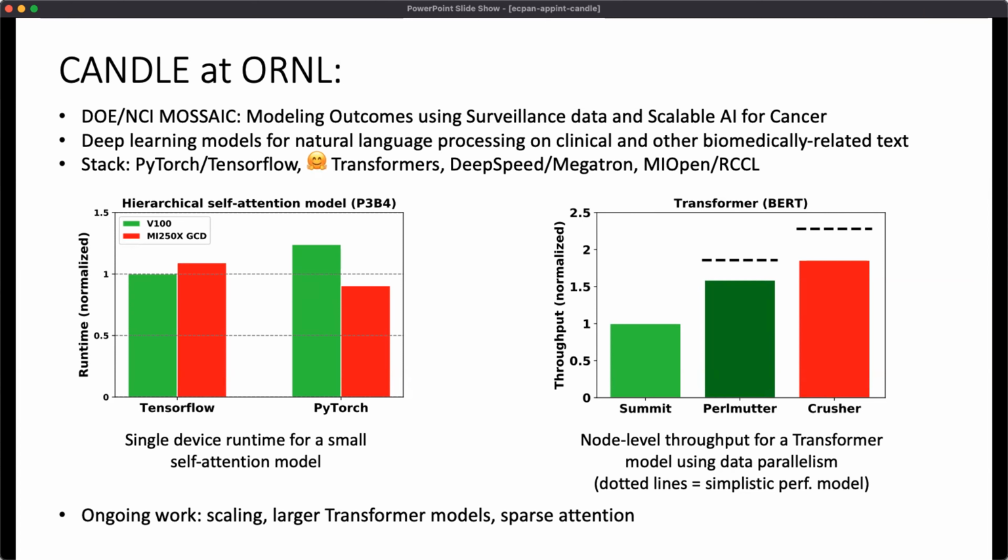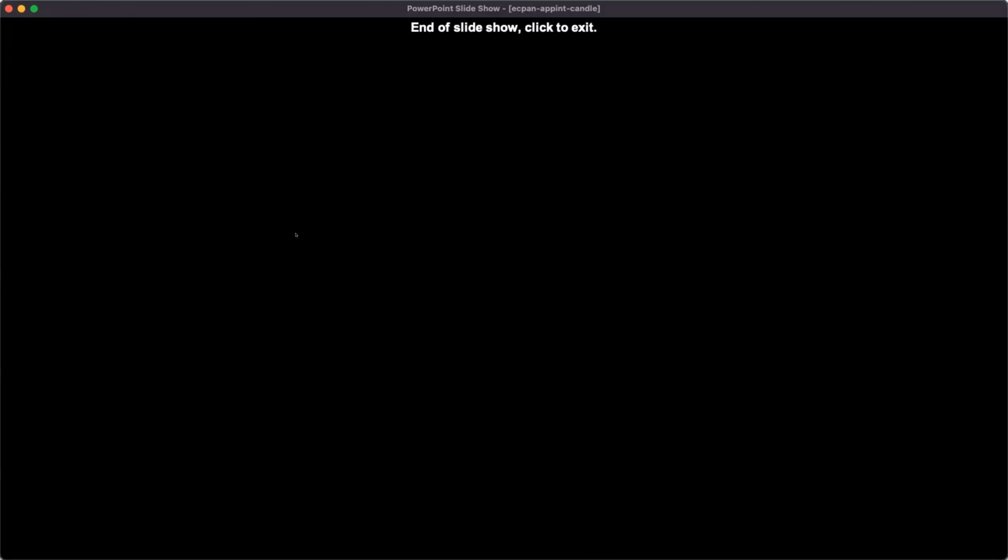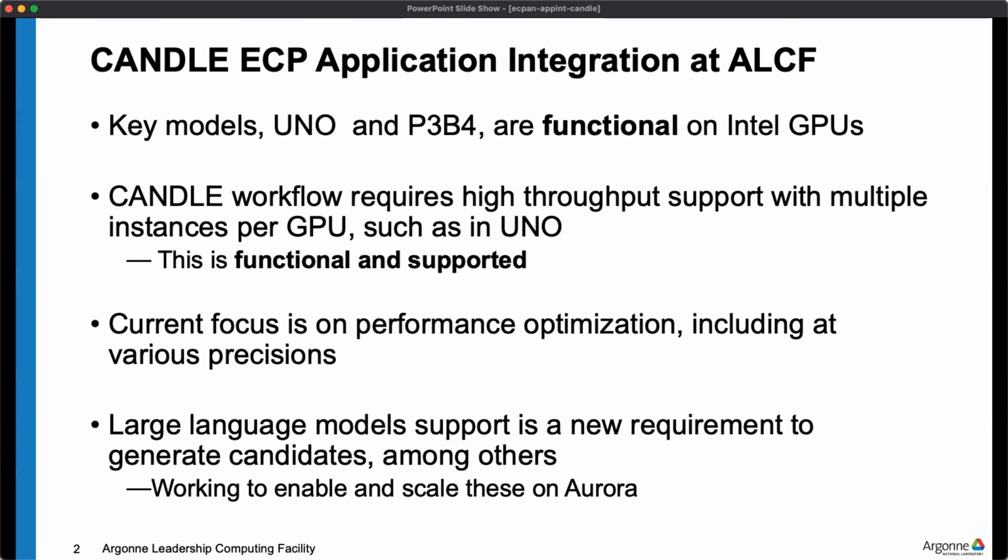Good. Thanks, John. I'm Venkat Vishwanath, and I'll cover some of the work that's ongoing with the Candle ECP project at ALCF as part of the application integration. This work is primarily being done on the ALCF side by Murali Emani, so all kudos and efforts are his. Murali is actually joining us remotely while he's on vacation, so thanks, Murali.